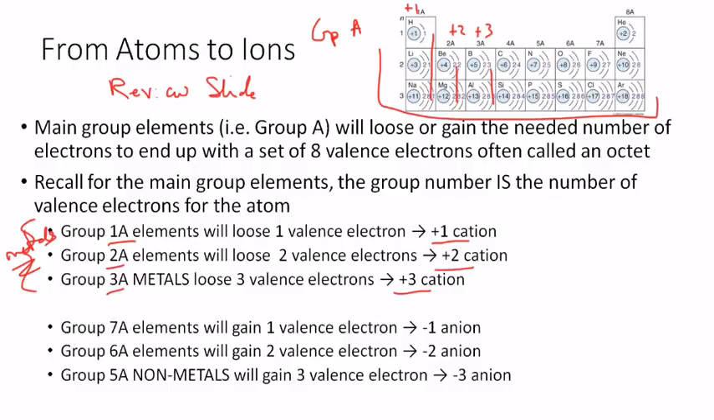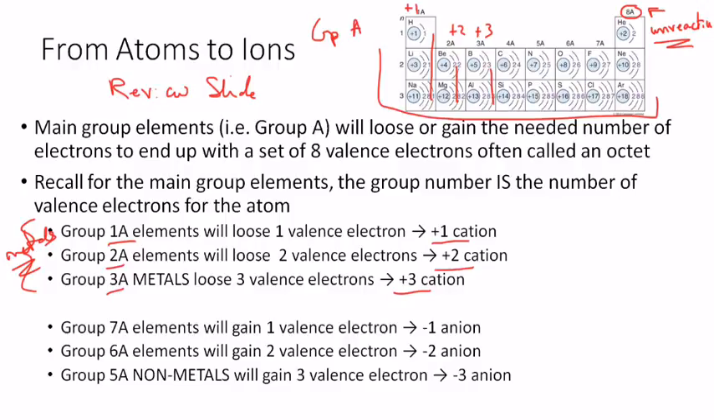Then, from left to right, these 8A, you guys would probably tell me those are the rare gases or noble gases. Those are unreactive. They don't like to lose or gain. They are just happy how they are.